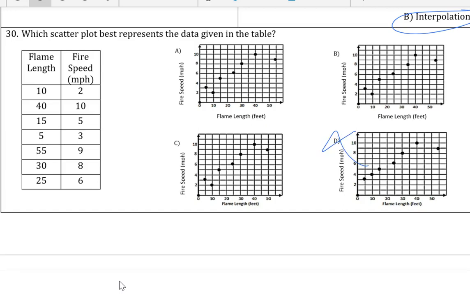So 40, 10. That one's good. 15, 5. That one's good. 5, 3. Good. 55, 9. Good. Oh, this one doesn't even have that point for 55, so that one's gone. 30, 8. Oh, this one's missing that point. So we're at choice A.